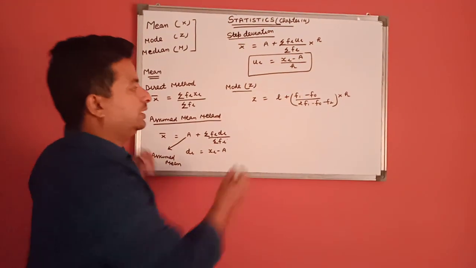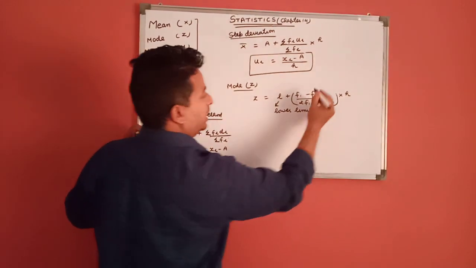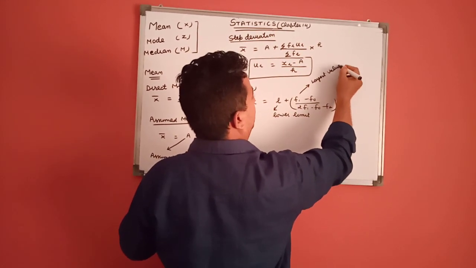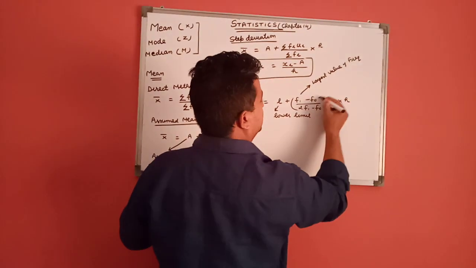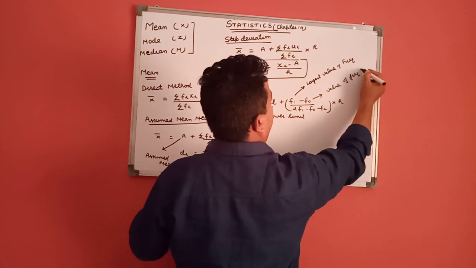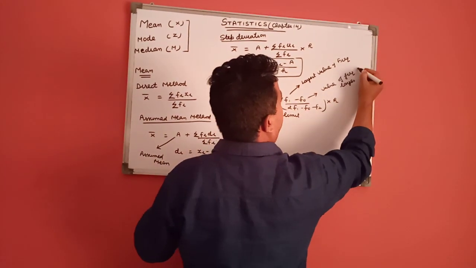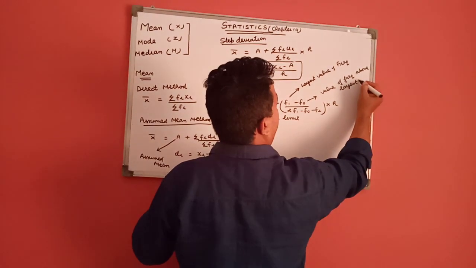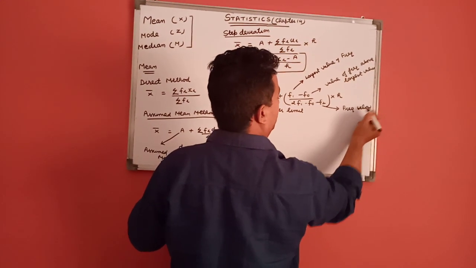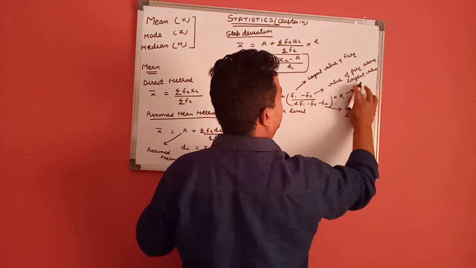In this, L is the lower limit, f1 is the largest value of frequency, f0 is the frequency above the largest value, and f2 is the frequency below the largest value. h is the class size, the difference between the limits.